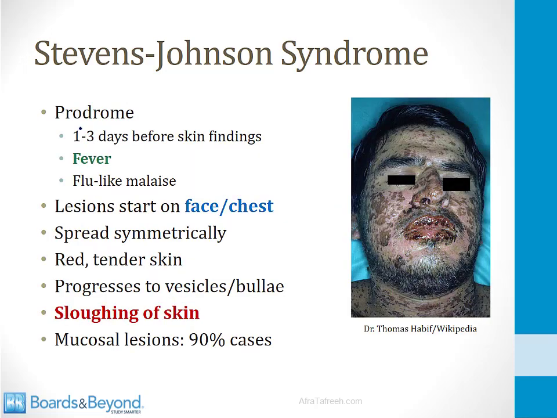The way Stevens-Johnson typically presents is first with a prodrome. This usually occurs 1 to 3 days before the skin finding. The patient will develop a fever, sometimes they will have a flu-like malaise, and often they think they're coming down with the flu.